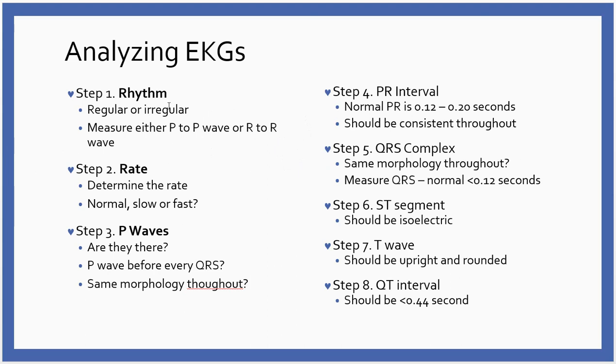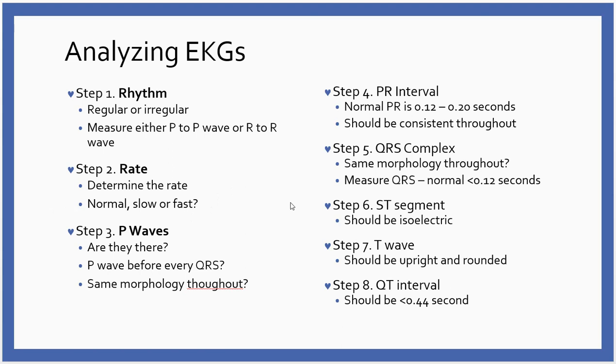If it's not consistent and it's irregular, then we want to figure out, is it irregular all the way around with no pattern, or is there a pattern to it, such as an early beat or a late beat? The next thing we want to do is figure out what the rate is. And so does it fall within the normal range of 60 to 100 beats a minute, or is it too slow, less than 60 beats a minute, or too fast, greater than 100?